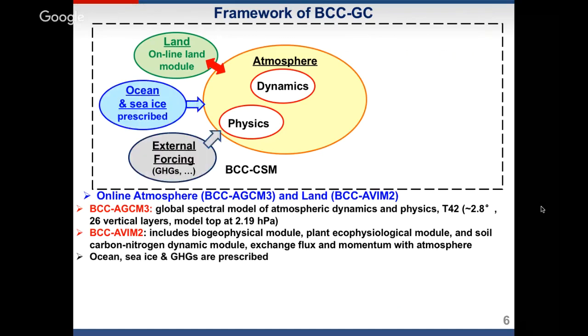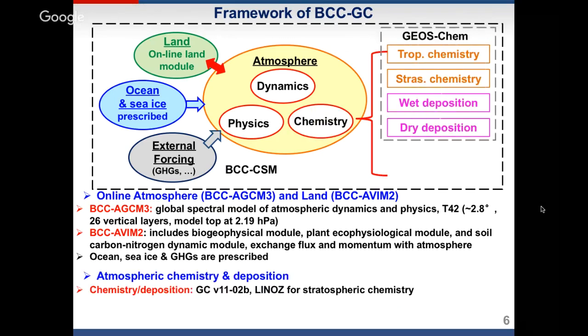To simplify the model, we prescribe ocean, sea ice, and external forcings in the model as boundary conditions. The chemistry is using GEOS-Chem version 11.02, and it includes detailed gas and aerosol chemistry, as many of you are very familiar with. The stratosphere chemistry is using Linoz.